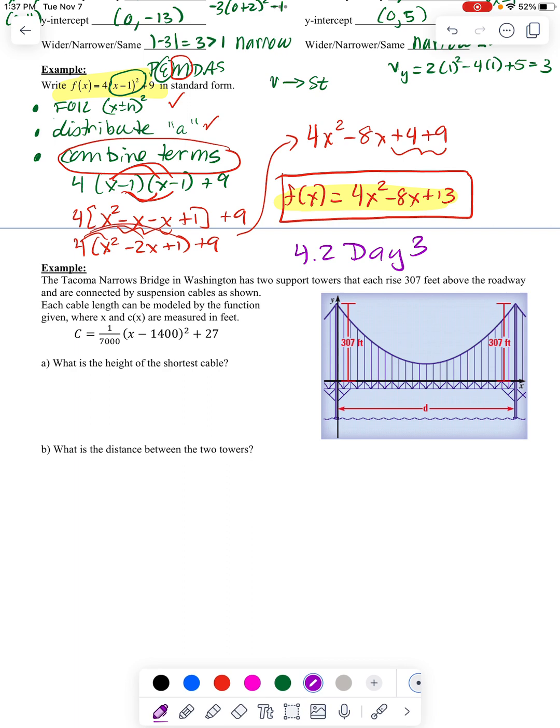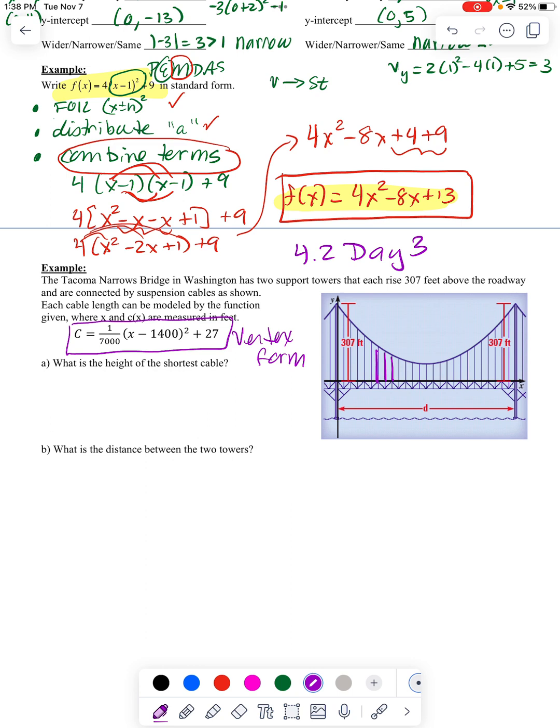And really what I'm concerned about is this. I look at this and I say, oh, this is in vertex form, and I can tell because it's got that parentheses part squared. So no matter what it's about, I can answer the questions knowing vertex form and how to find information. So it's talking about the Tacoma Narrows Bridge in Washington. It has 2 support towers that each rise 307 feet above the roadway, which you can see in the picture. They're connected by suspension cables. Each cable length, which would be like how high it is, can be modeled by this function.